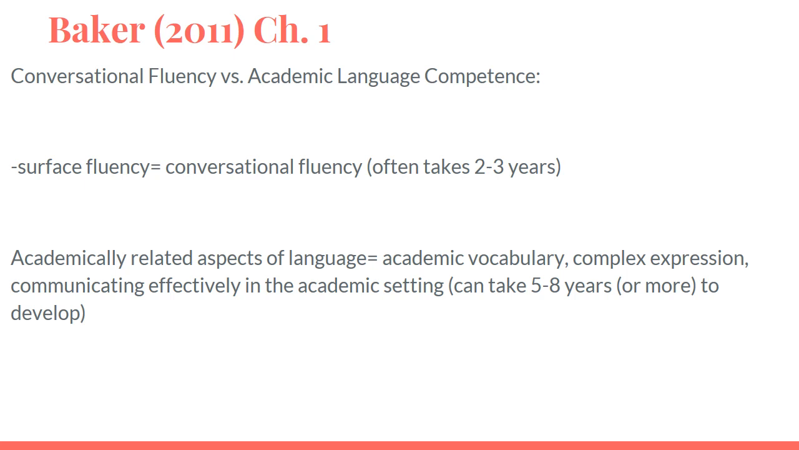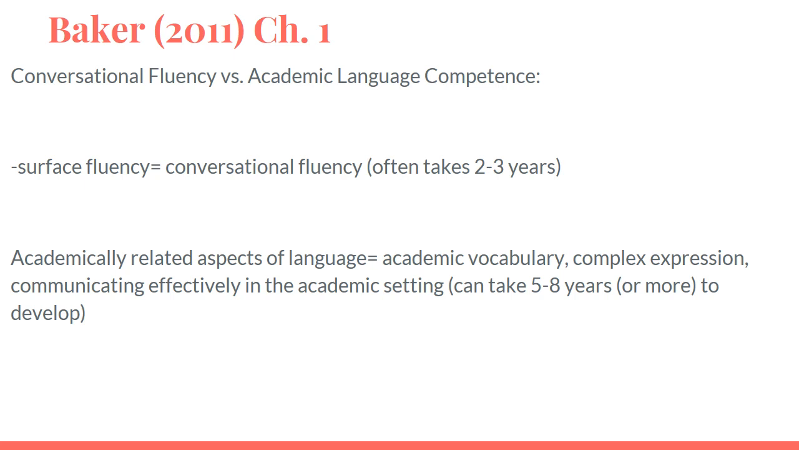Academic-related aspects of language involve academic vocabulary, complex sentences, or more complex communication. And this normally takes 5 to 8 years in the academic setting, and it could even take more to develop. And often our state assessments, the STAR, and also our national assessments used for college admission, like the SAT and ACT, are written using academic language. They're using academically related aspects of language.